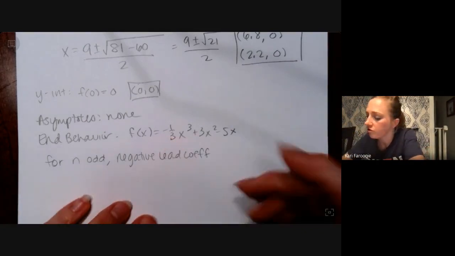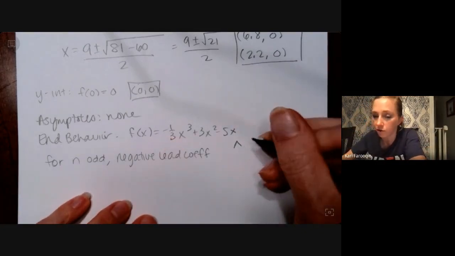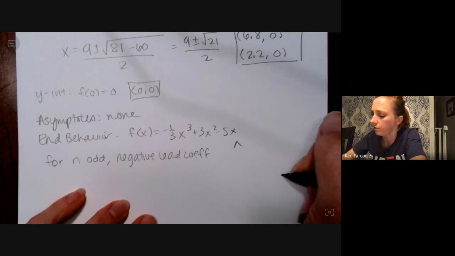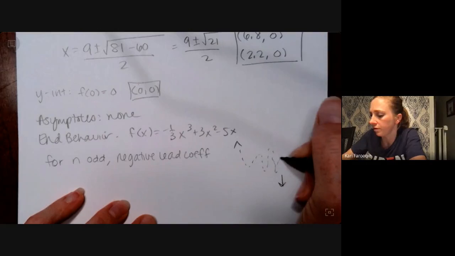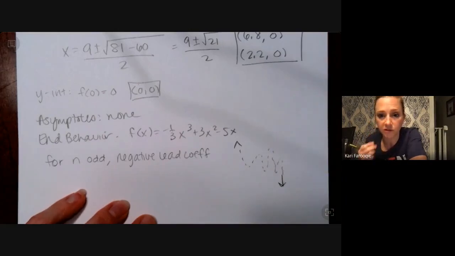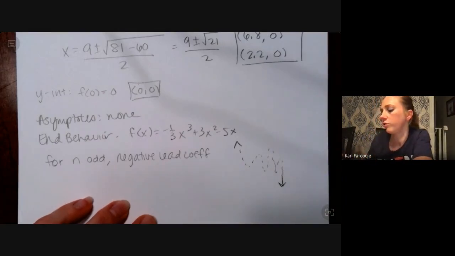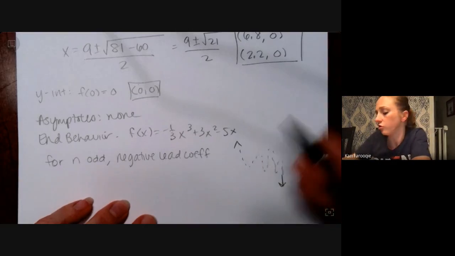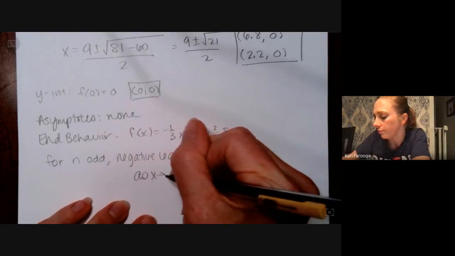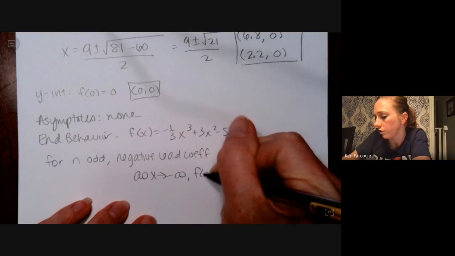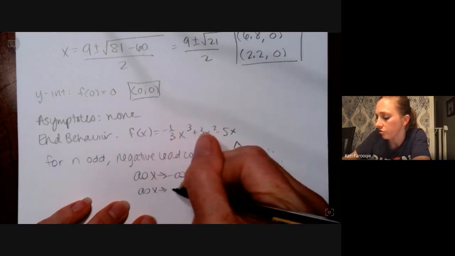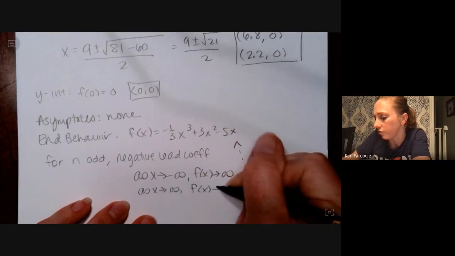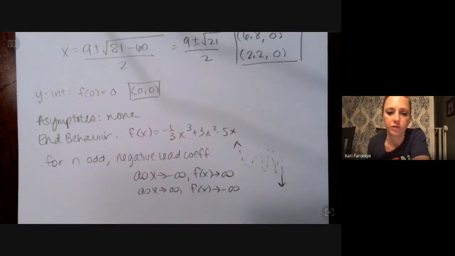If your lead coefficient's negative, then your graph is going to look like it's going down from left to right. So it's going to be kind of like this. And I just leave this dotted because we don't know what's happening in between. We just know that as x approaches negative infinity, f of x approaches infinity. And as x approaches infinity, f of x approaches negative infinity.